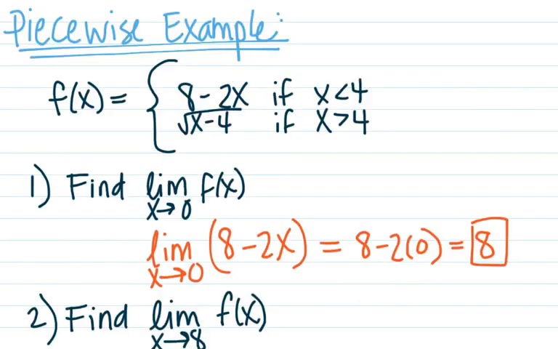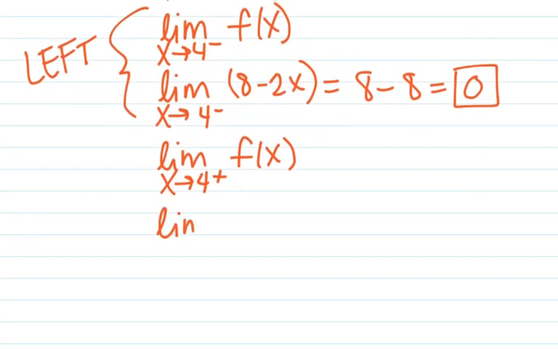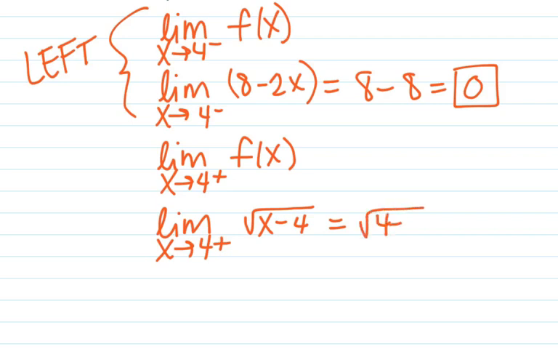Now let's do the right. As we approach 4 from the right, we're going to be looking at values that are larger than 4. So we're going to be using the second piece for the right hand limit. Now we're just going to substitute that in for the right. We'll be using the square root of x plus 4, just kidding, that's a minus 4. When we plug in a 4 and evaluate the function, we're going to get the square root of 4 minus 4, which is the square root of 0, which simply gives us a 0. And so that represents our right hand limit.